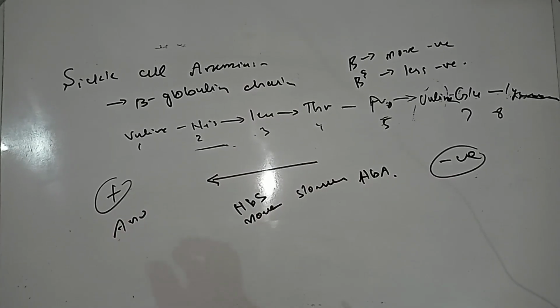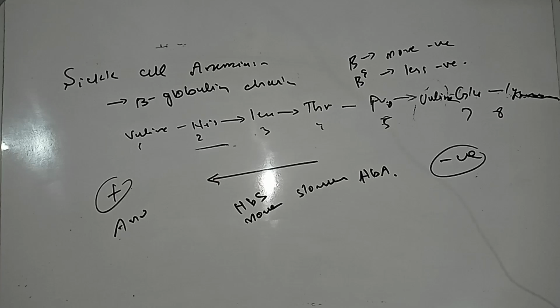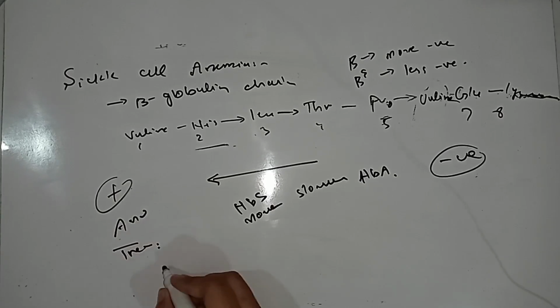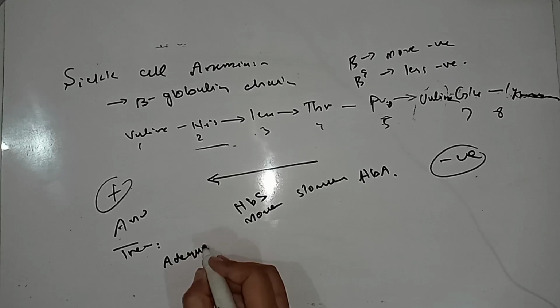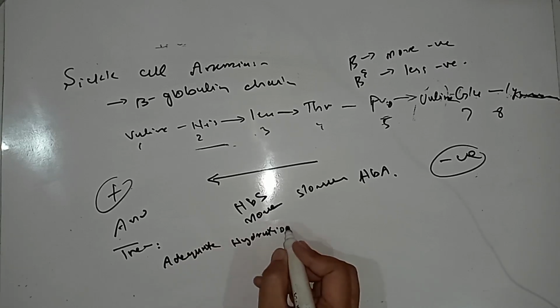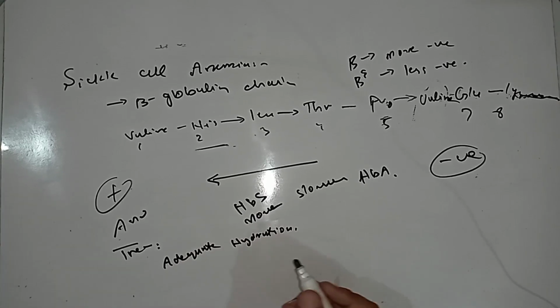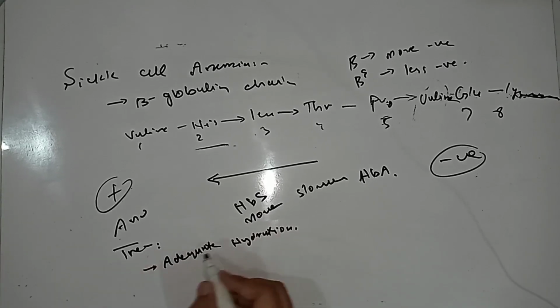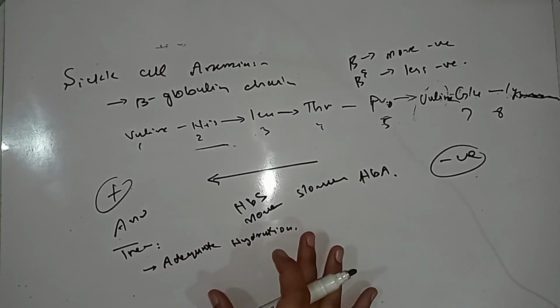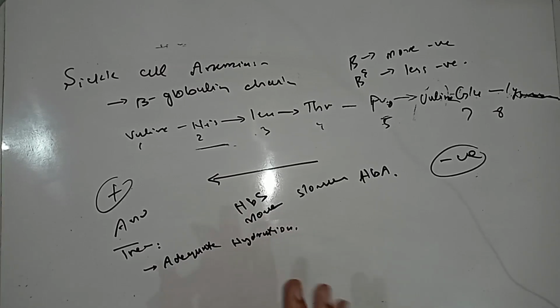So, what is the treatment of this condition? The treatment of this condition involves adequate hydration, because in sickle cell disease there is increased viscosity of the blood. So, adequate hydration ensures that viscosity is reduced. Adequate hydration ensures kidney function is normal. It also ensures there is normal, regularized blood flow.